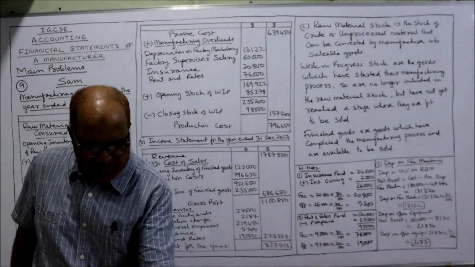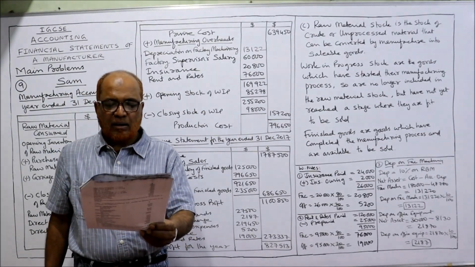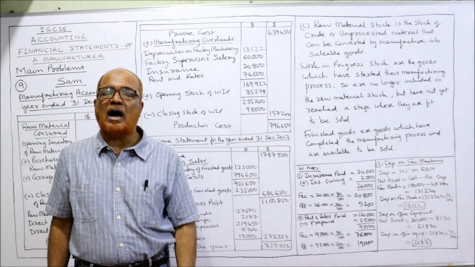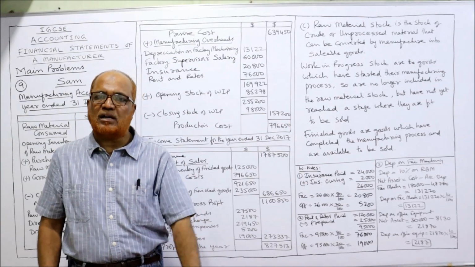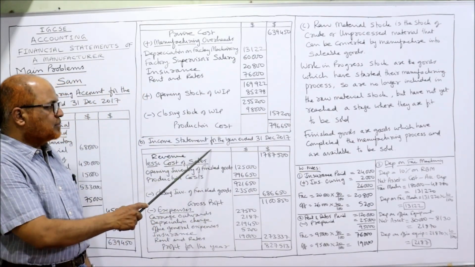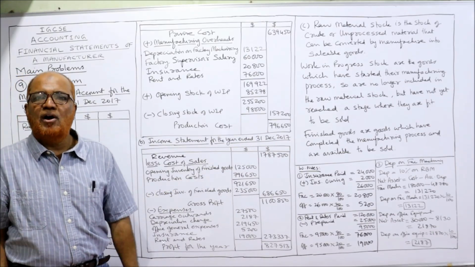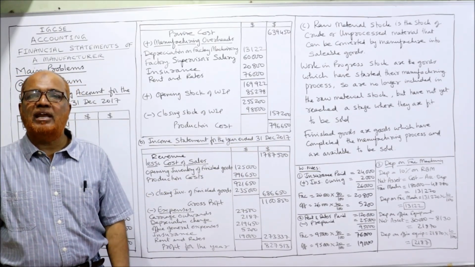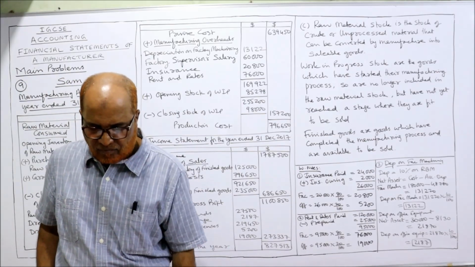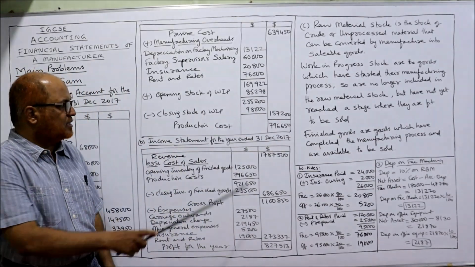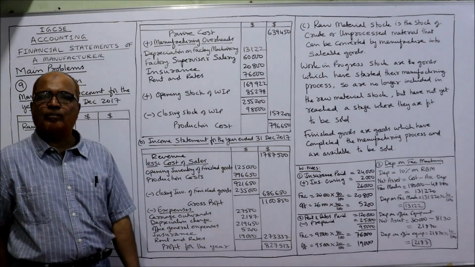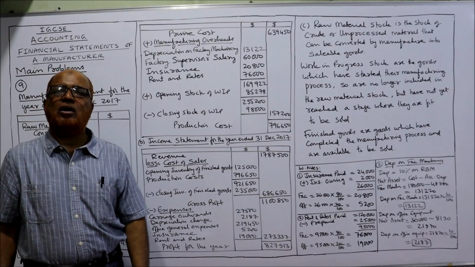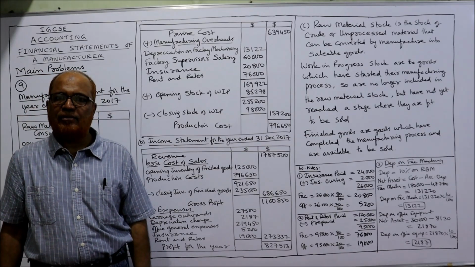Now B question, it is asking you to prepare the income statement for the year ended. After completing manufacturing account, we'll start the income statement for the year ended 31st December. First we begin with revenue. How much is the sales revenue given? 17,87,500 is the revenue. From revenue we subtract cost of sales.